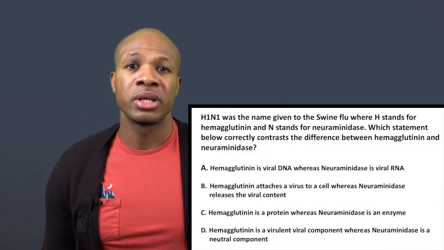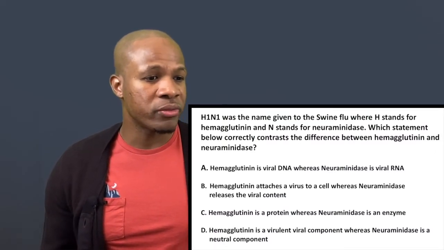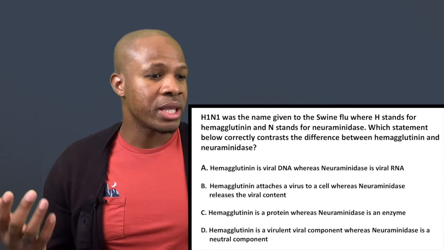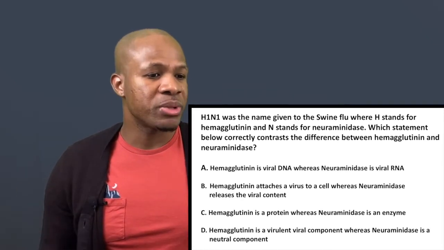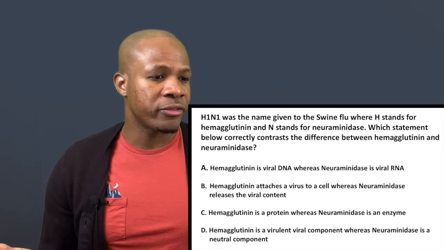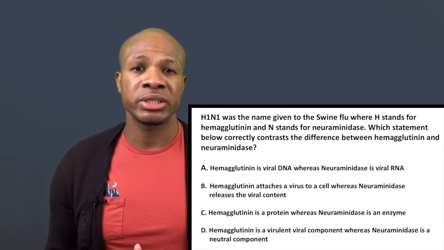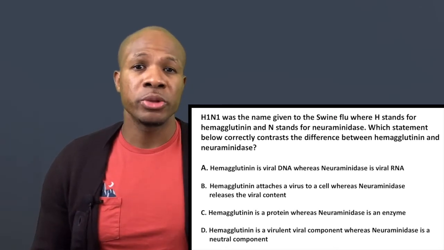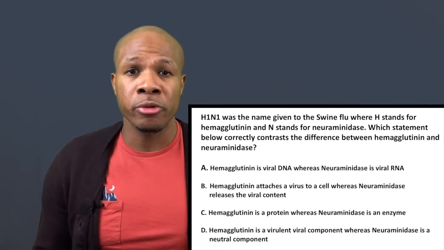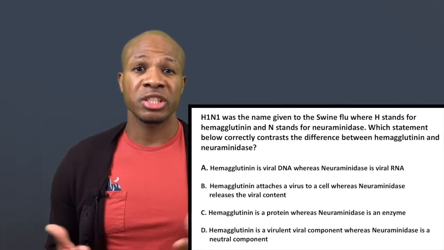Question number one says, H1N1 was the name given to the swine flu, where H stands for hemagglutinin and N stands for neuraminidase. Which statement below correctly contrasts the difference between hemagglutinin and neuraminidase? So we're just being asked to contrast the difference between the H and the N in H1N1. Hemagglutinin and neuraminidase are common components of viruses, right? And we just need to make sure that we know what they are. So let's look at the answer choices.